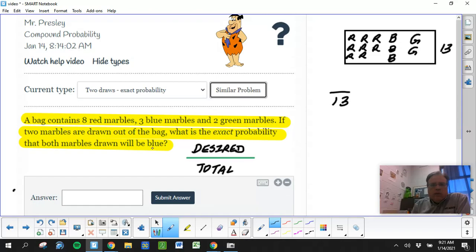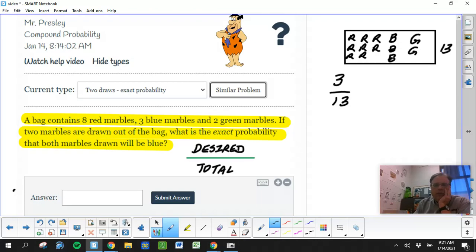And then how many of those are blue? Well, there's only 3 blue in that bag. All right, so my first draw, I've got a 3 out of 13 chance of getting a blue. There's 3 blues out of 13 marbles. Now, it's asking us to pull out a second marble and that we want them both to be blue.